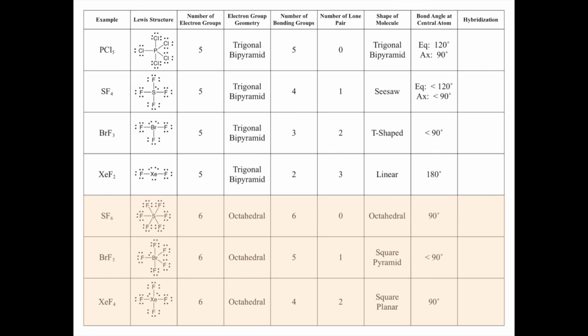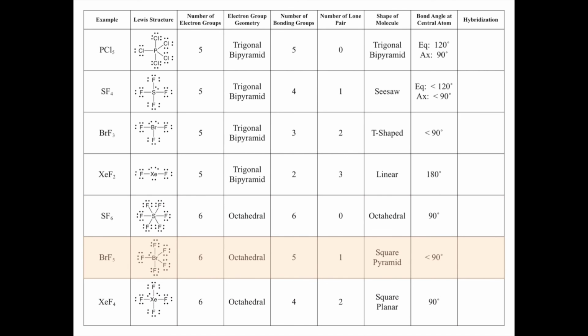When I have 6 electron groups around a central atom, that gives rise to an octahedral electron group geometry. And when the identity of all of those groups is that they are bonding groups, I also have an octahedral molecular geometry. Throughout that structure, I have bond angles of 90 degrees.